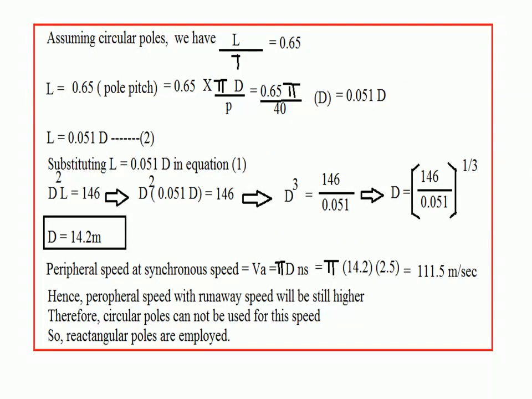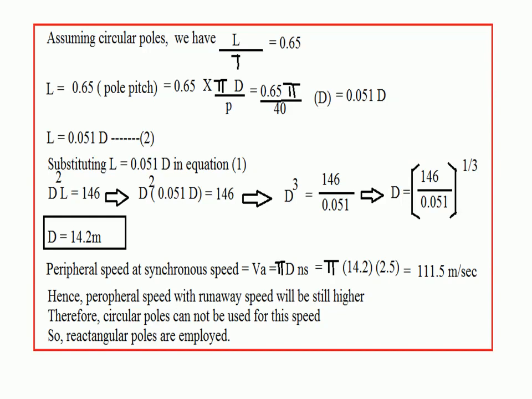First we assume circular poles, L by tau equal to 0.65. Then you calculate L value equal to 0.051 times D. You call this equation 2 and substitute this value in equation 1, that is D square L equal to 146. What value are you getting for diameter? Diameter we are getting around 14.2 meters.